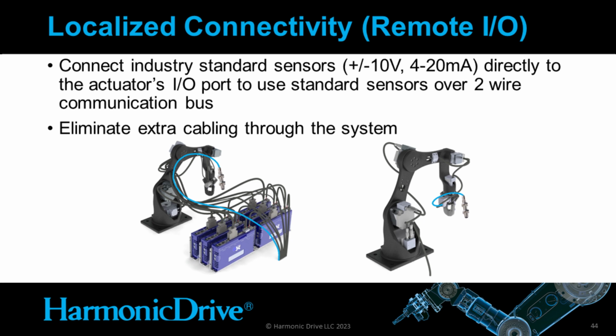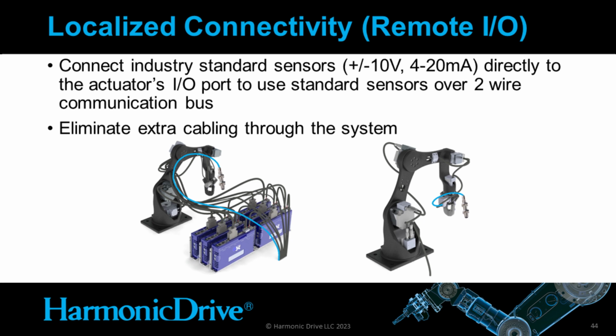When it comes to connectivity, you gain access to remote I/O capabilities, which means that you can connect industry standard sensors directly to the actuator, and you can use these standardized sensors over the 2-wire communication bus that the actuators communicate on. This also helps eliminate extra cabling through the system even further.